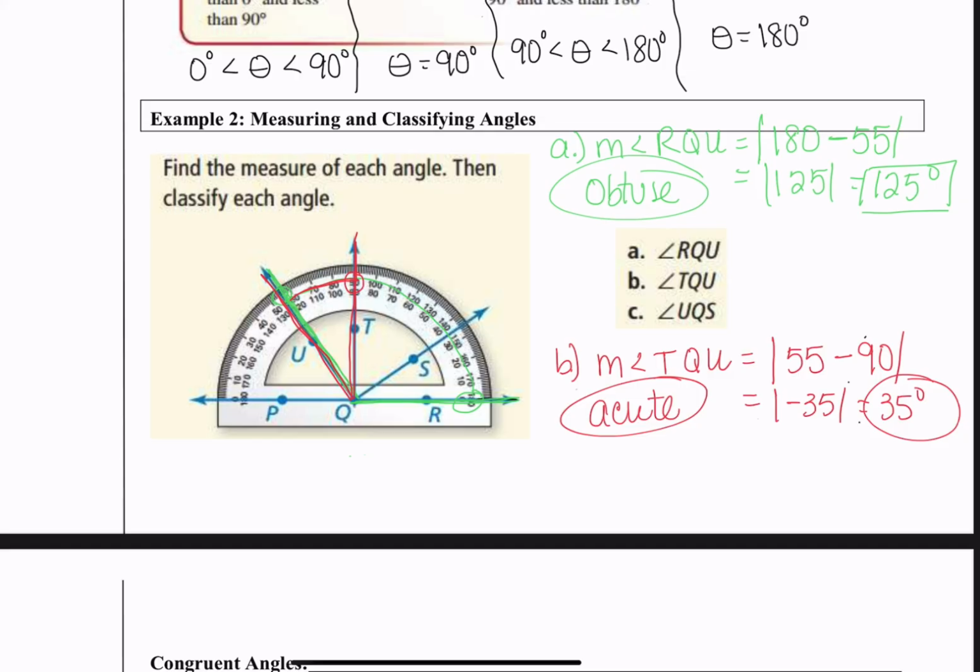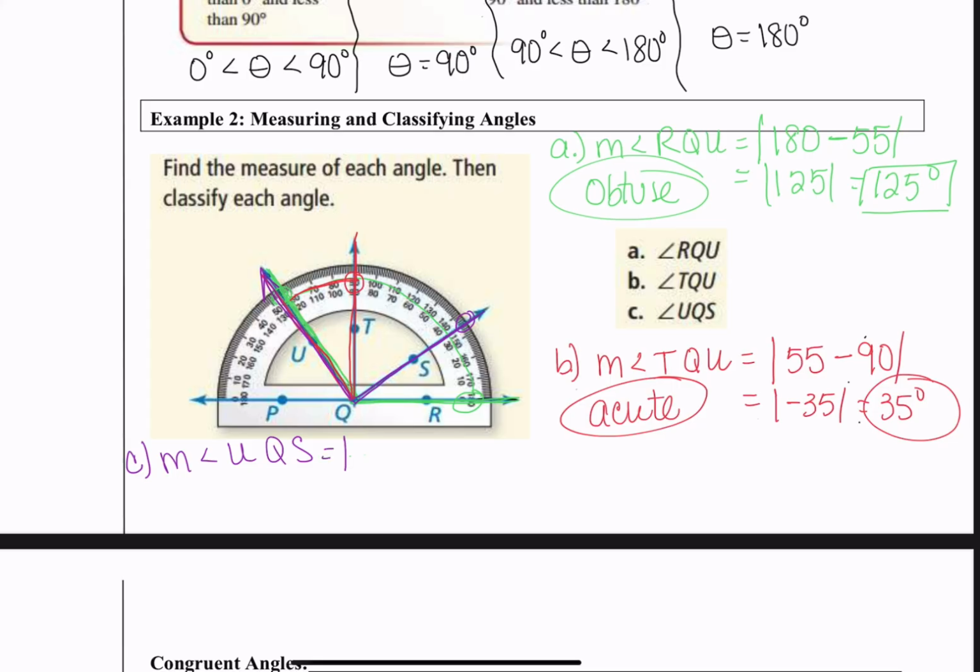All right, our last angle, I'll put over here, is angle UQS. So the measure of angle UQS. Okay, so it looks like I'm still using ray QU. So this one here, which was at 55 degrees, if I'm using those outside numbers. And then QS is over here. And it looks like it's going between 140 and 150. So we can say that it's 145 degrees.